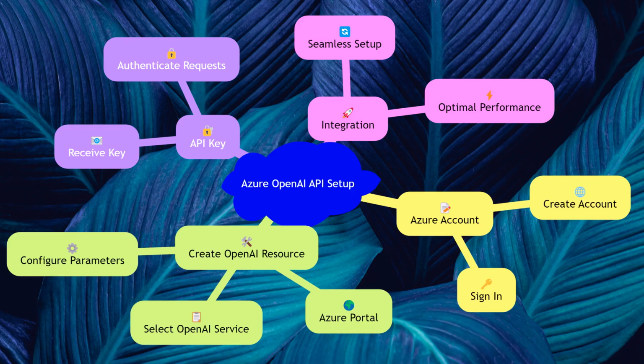To start using Azure OpenAI APIs, you need to set up an Azure account and create an OpenAI resource. This involves navigating to the Azure portal, selecting the OpenAI service, and configuring your resource with the necessary parameters. Once set up, you'll receive an API key that will be used to authenticate your requests. Proper setup is crucial for seamless integration and optimal performance.